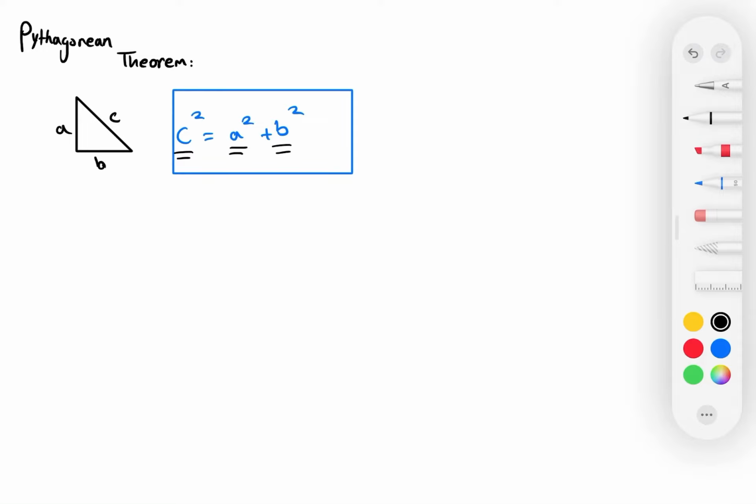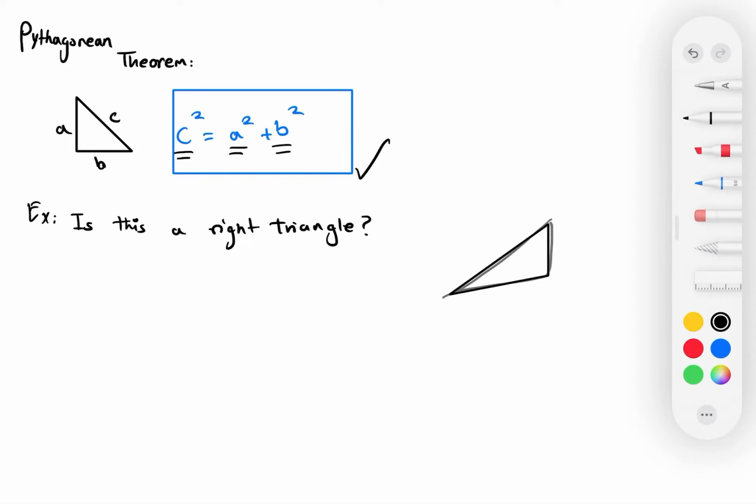What I mean by that is, for example, if they give you a question like this and they say, is this a right triangle? Which means that it has a 90-degree angle. It has to abide by this rule. So let's say we are given this triangle with the following dimensions: 13, 84, and 85 as its hypotenuse. How do we figure whether this is a right triangle?